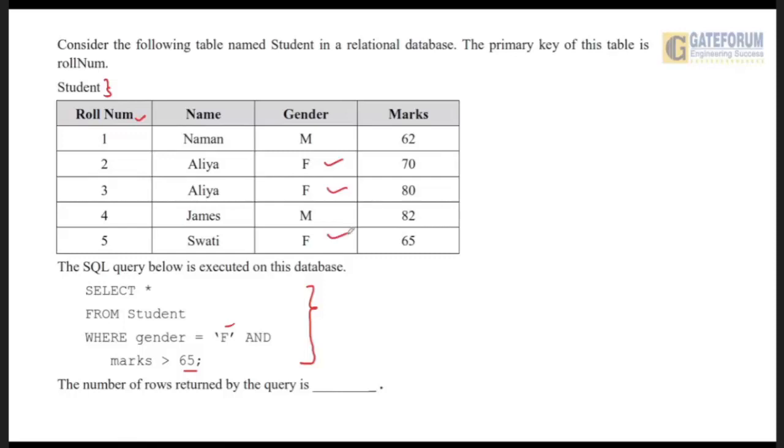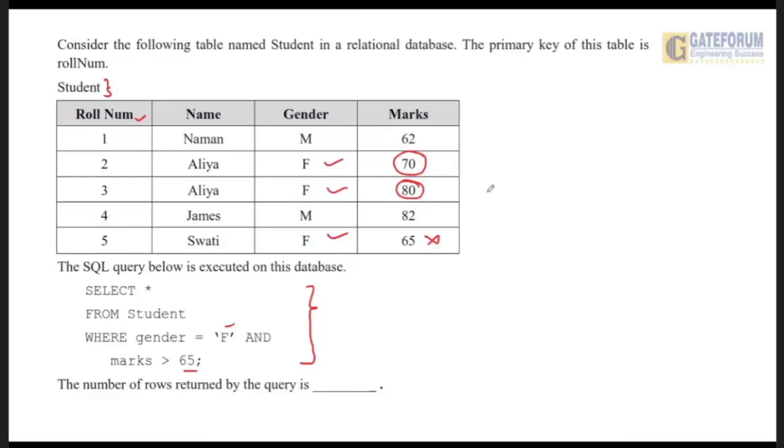This row, and this row. There are 3 rows which are satisfying the condition that the gender is female. But we have one more condition. What is the condition? That the marks should be greater than 65. So marks greater than 65. So this is marks greater than 65. This is marks greater than 65. But not this one because this is marks equal to 65. So it will return 2 rows.